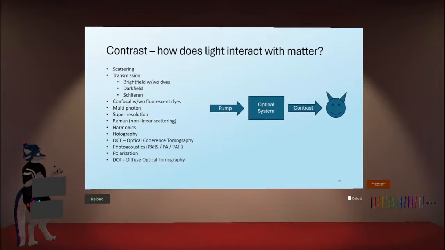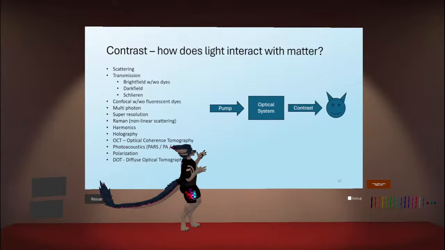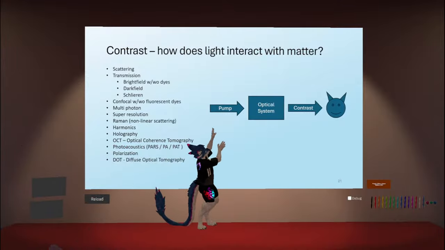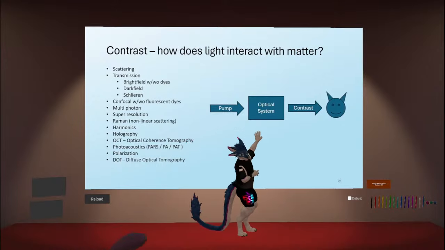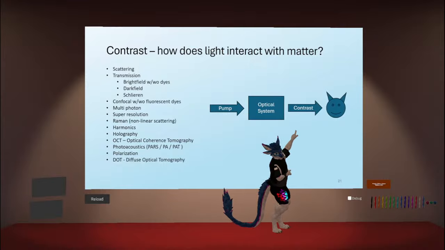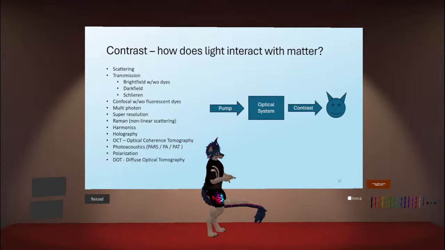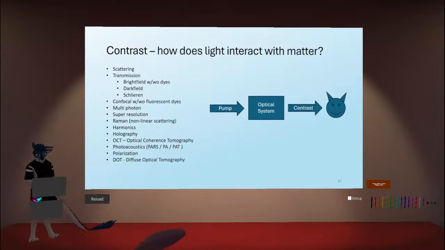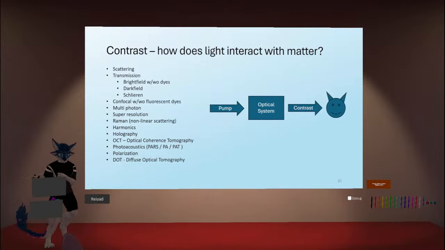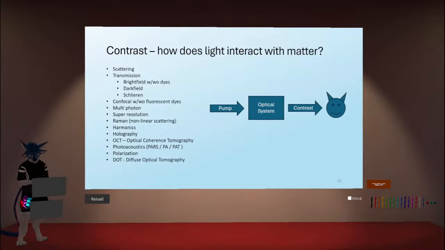So contrast, remember, if you want to think of your imaging system as a black box, in general, we're pumping in something, usually light, not always light. It interacts with our system under test. It's going to give us out contrast, right? Some things are going to interact with the material differently than they'll interact with other parts of the material, and that's how we'll get contrast back.